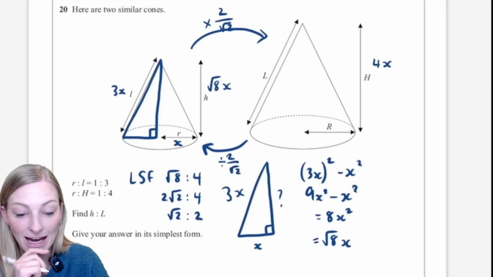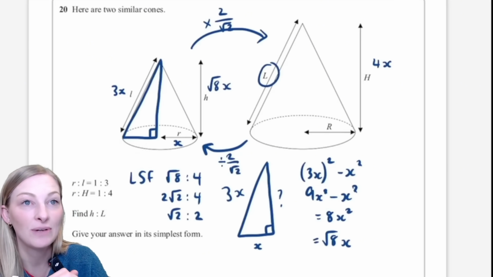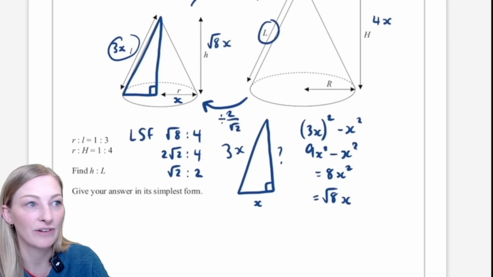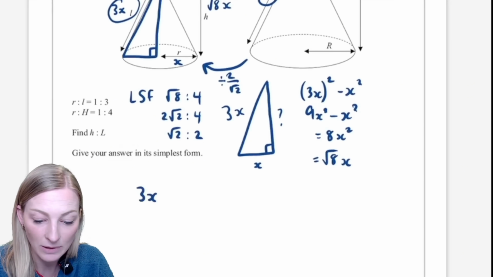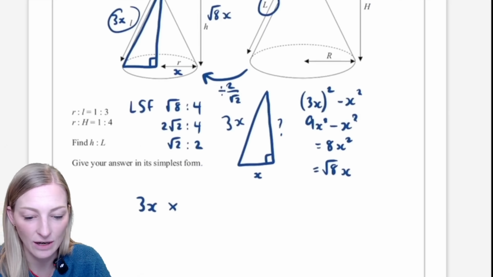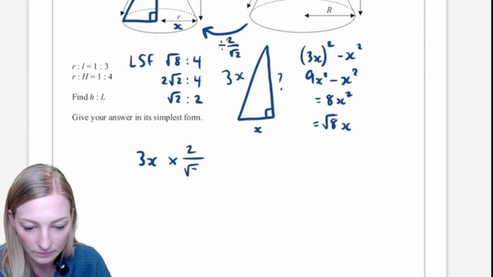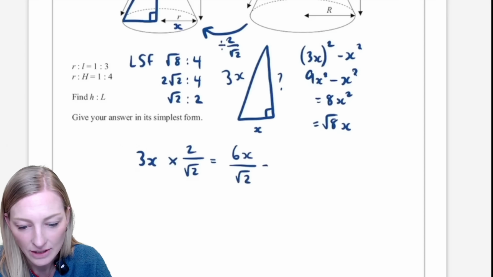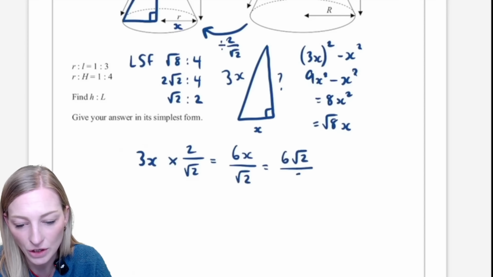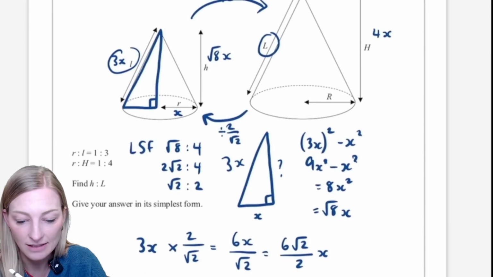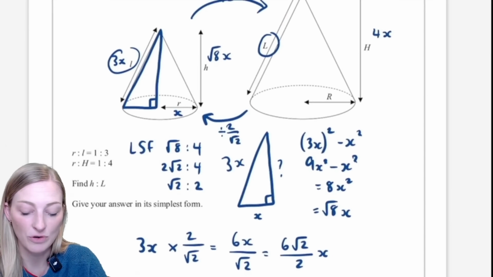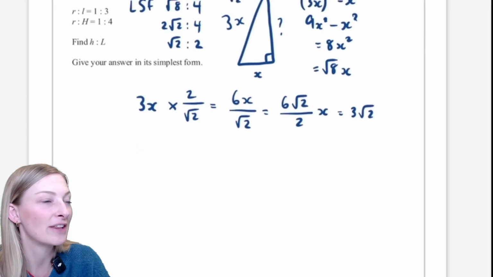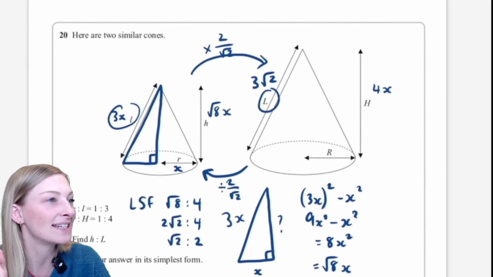The next thing we need to work out is capital L. So what I'm going to do here to get that is I'm going to take the 3x and multiply it by our scale factor. So 3x multiplied by 2 over root 2, that was our scale factor, is 6x over root 2. I'm going to rationalise it though, and make it 6 root 2 x over 2. L was 3x, and that one was 6 root 2 over 2, which is 3 root 2. So I now know this one is 3 root 2. If you simplify that down, divide it by 2, you get 3 root 2. So that is now 3 root 2.